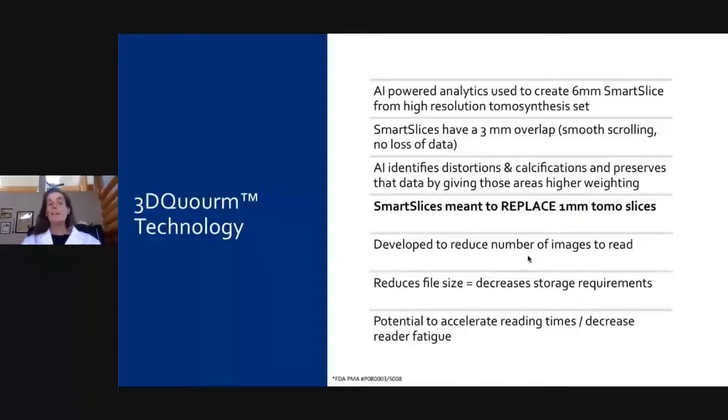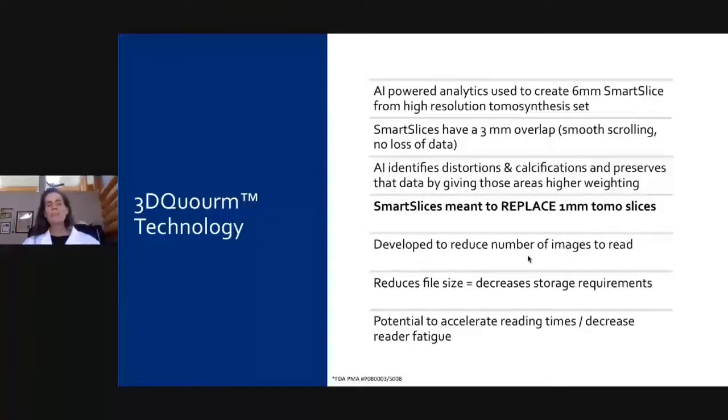So again, using artificial intelligence, we are going to be able to create these 6mm, what we call smart slices. What's really nice is the smart slices are going to have an overlap, which allows very smooth scrolling and not losing any information. Because again, at the end of the day, we don't want to make something more efficient for us, but yet lose information.